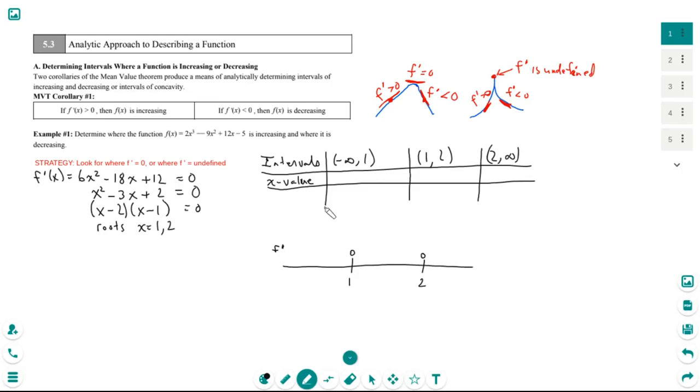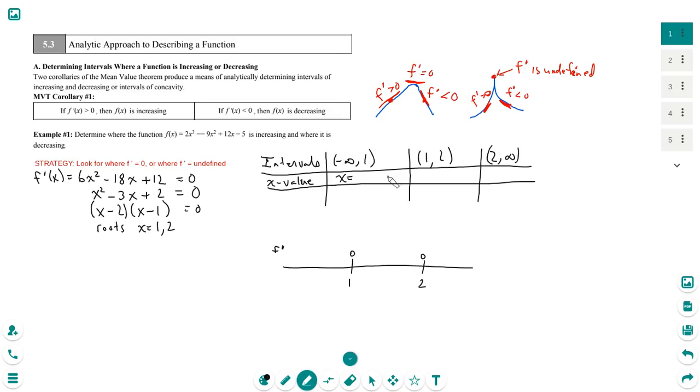I just choose something. So what would be a number in this region? I could choose, how about something, always keep it simple. So to the left of 1, I would probably choose 0. And then in between 1 and 2, I would probably choose x equals 1.5. And then to the right of 2, how about if we choose x equals 3? Integers are always best. Okay, now I need to know what's happening with my first derivative at each of those points, right? I want to know if my first derivative is positive or if it's negative. I know it's not equal to 0 because I found the only 2 zeros.